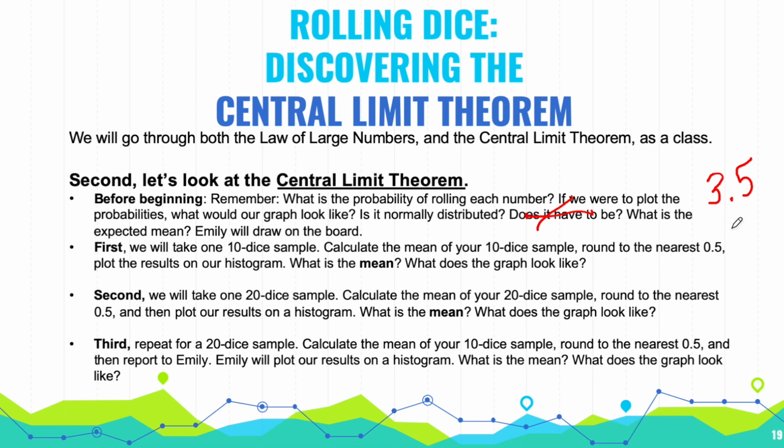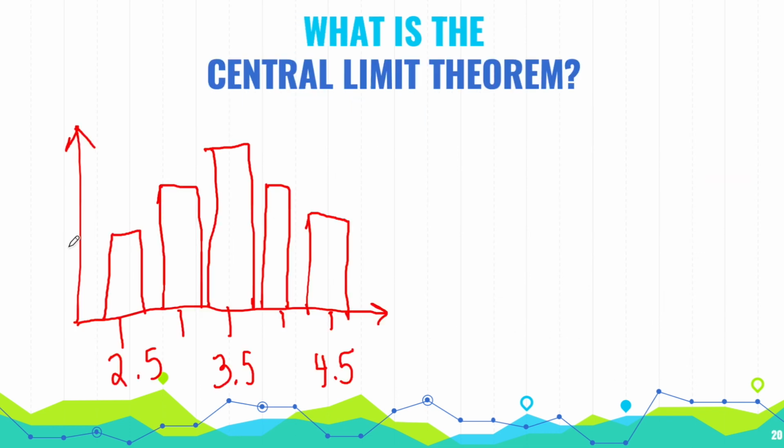What you'll see is the central limit theorem in action. The larger our sample size and the more samples that we take, the closer and closer our sampling distribution of the means will approximate a normal curve. That's the central limit theorem in action. So first, let's take a 10 dice sample, then we'll take a 20 dice sample, and then we'll repeat for a 30 dice sample. You ready to see what happens?